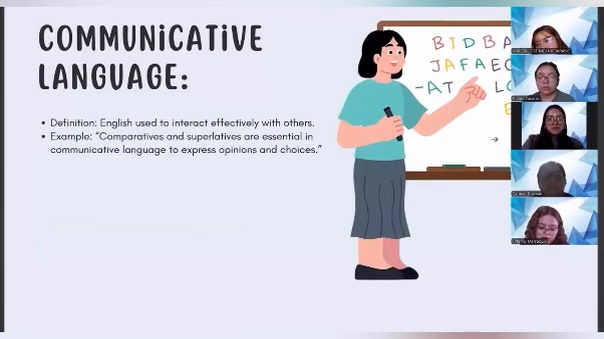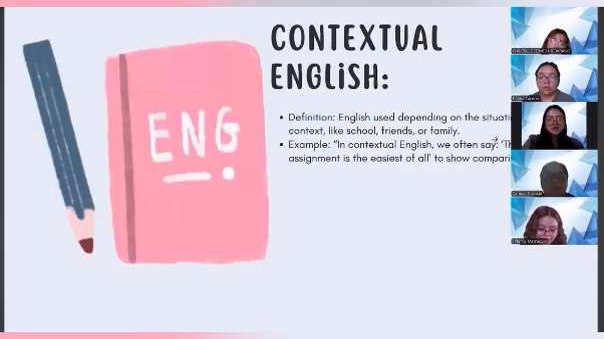Communicative language. English used to interact effectively with others. Comparative and superlative are essential in communicative language to express opinions and choices. Contextual English. English used depending on the situation or context, like school, friends, or family. Example, in contextual English, we often say, this assignment is the easiest of all, to show comparison.